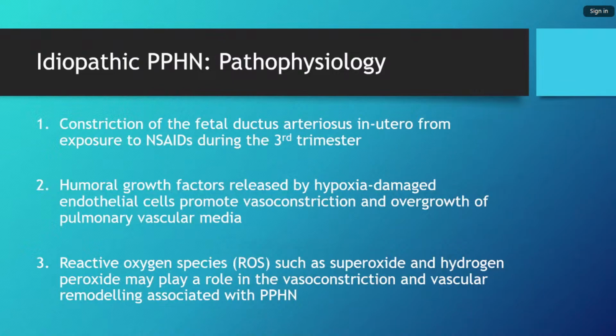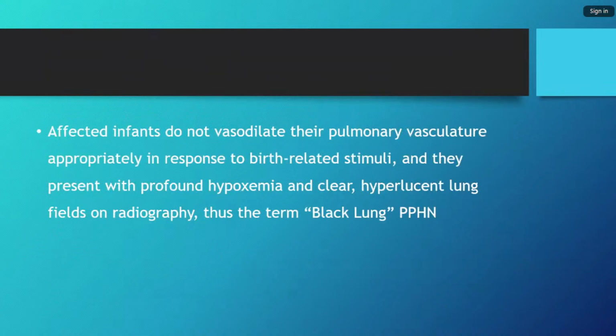Its pathophysiology: there is constriction of the fetal ductus arteriosus in utero from exposure to NSAIDs during the third trimester. There are humoral growth factors released by hypoxia-damaged endothelial cells, which promote vasoconstriction, and there is overgrowth of pulmonary vascular media. Reactive oxygen species such as superoxide and hydrogen peroxide may play a role in the vasoconstriction and vascular remodeling associated with PPHN. Affected infants do not vasodilate their pulmonary vasculature appropriately in response to birth-related stimuli, and they present with profound hypoxemia and clear hyperlucent lung fields on radiography. Thus, the term black lung PPHN is given to this.